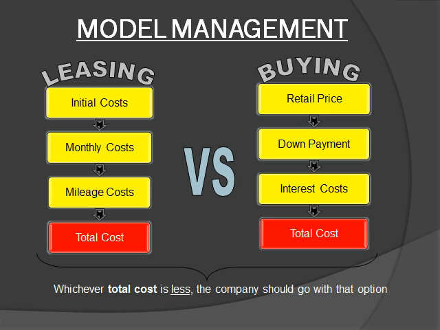I used the first component of DSS, model management, to show what factors go into finding how much leasing a truck is and how much buying a truck is. As you can see, each alternative has different factors including mileage costs, down payments, and interest costs. After finding out these costs and totaling them, the company will then be able to make a decision on whether to buy or lease a new truck. They can find these totals by moving on to the next DSS component, data management.